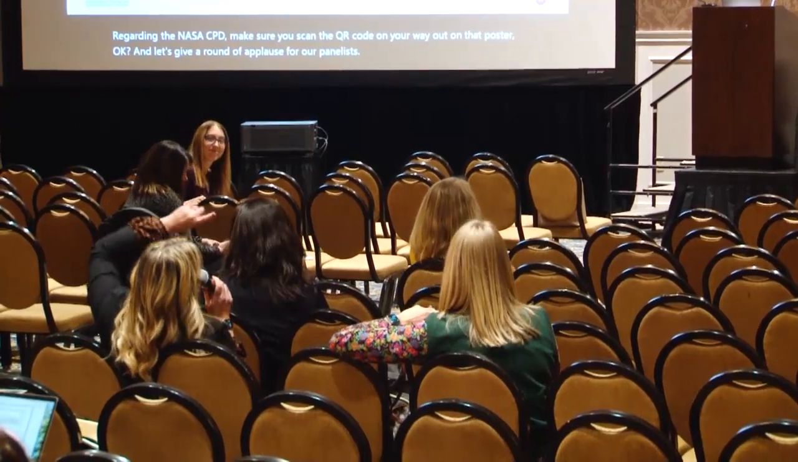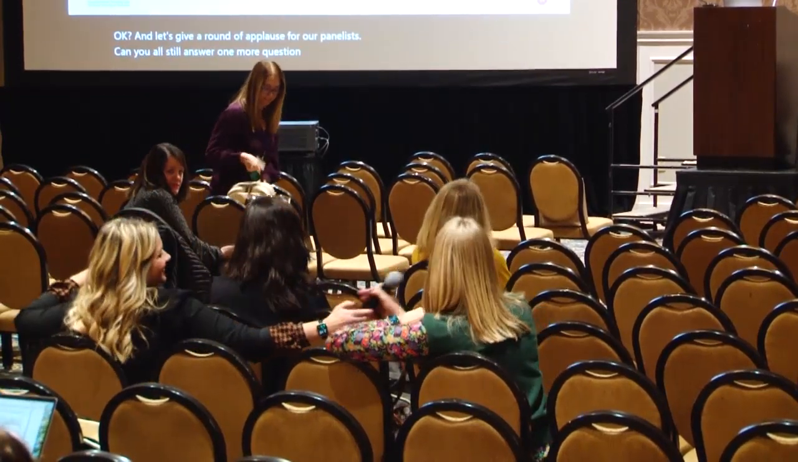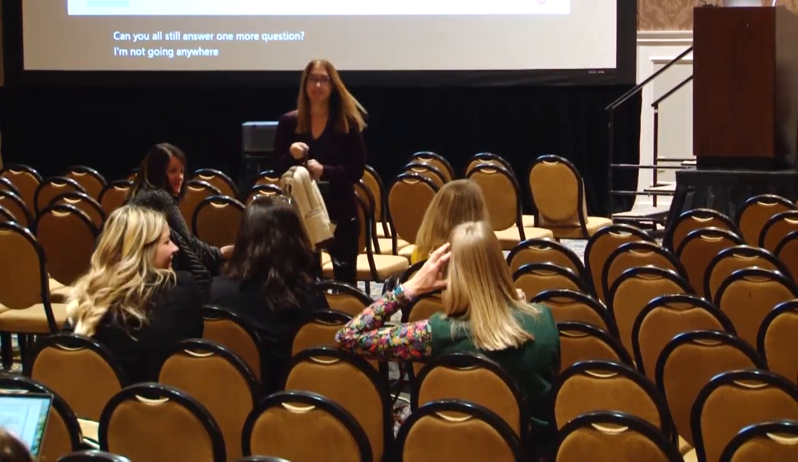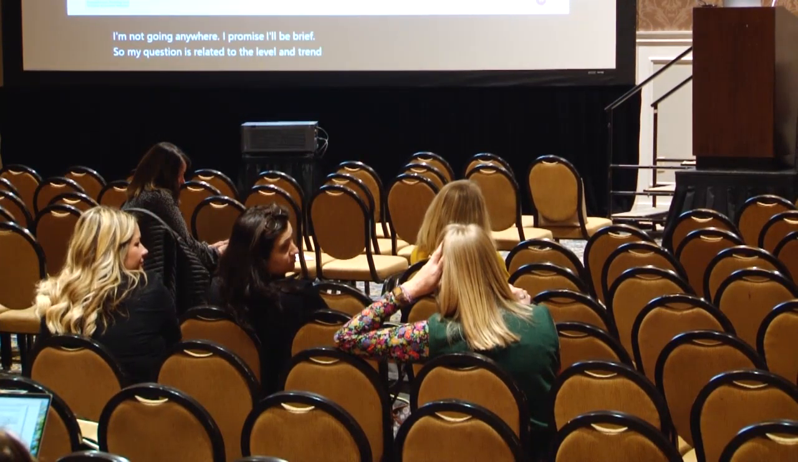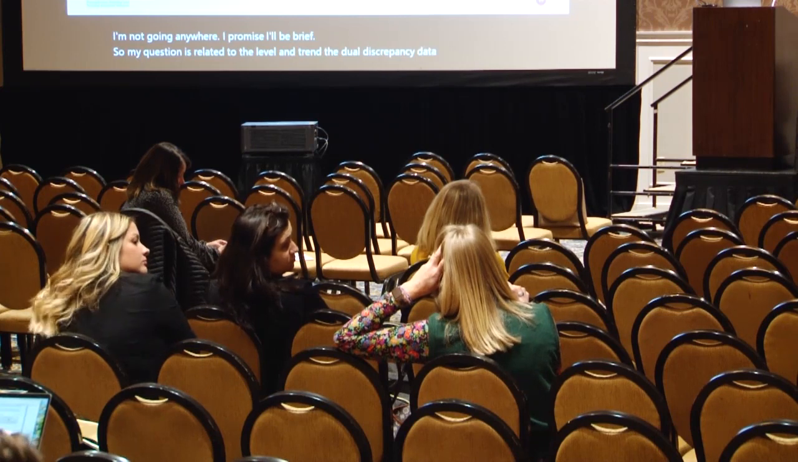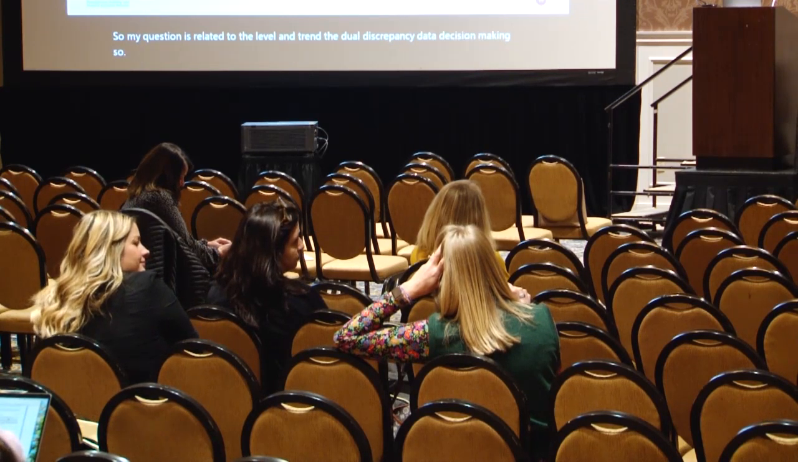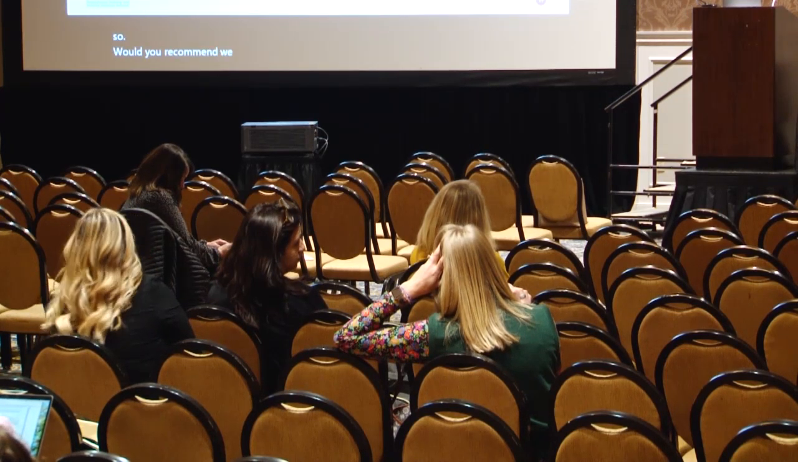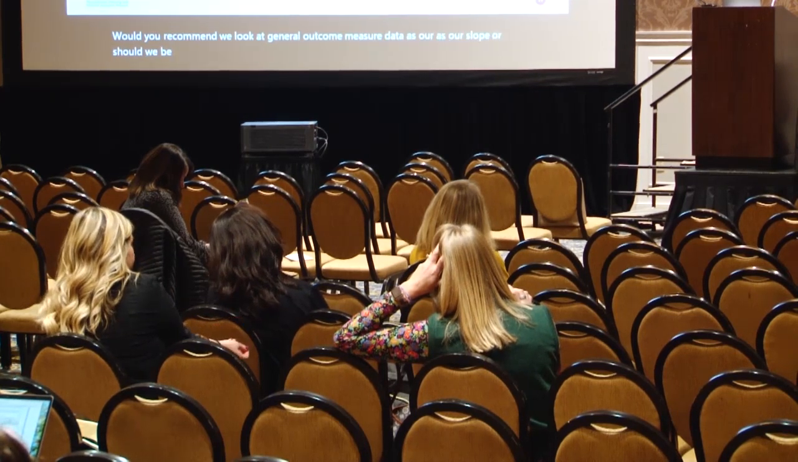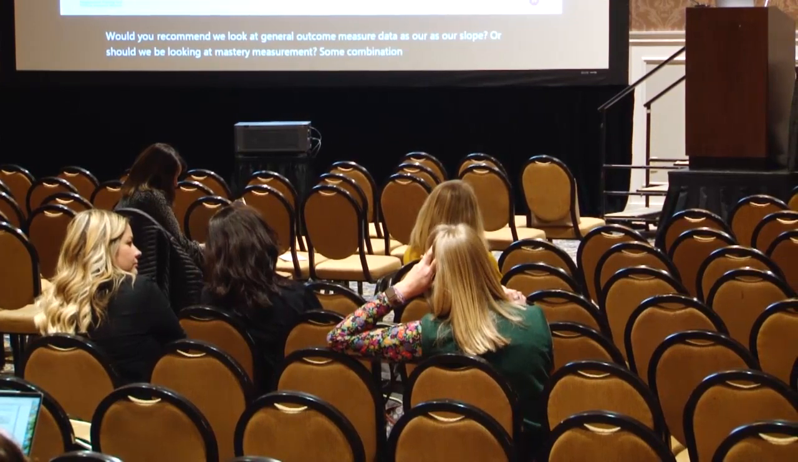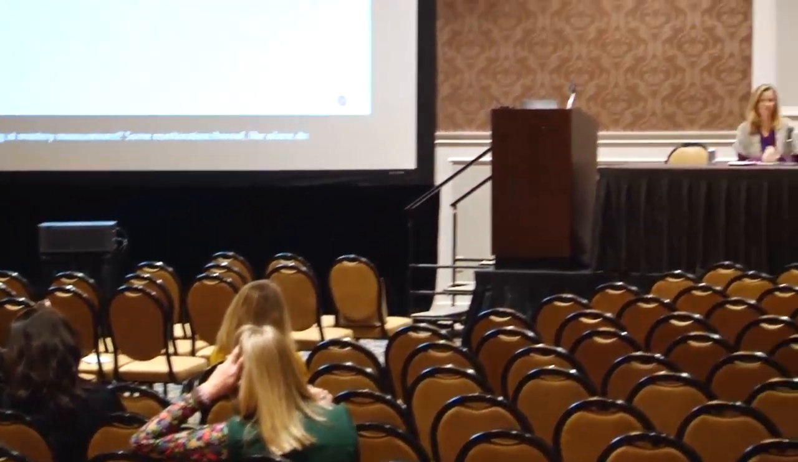Can you all still answer one more question? Sure. Yeah. Okay. I'm not going anywhere. I promise I'll be brief. So my question is related to the level and trend, the dual discrepancy data decision making. Would you recommend we look at general outcome measure data as our slope, or should we be looking at mastery measurement, some combination thereof? Where do you kind of land on that? Because I know for intervention planning, informative decision making, I want both, but for eligibility decisions, what should we be doing?